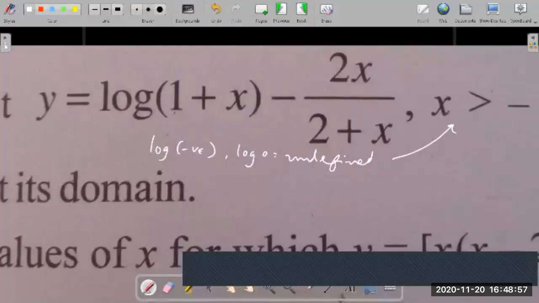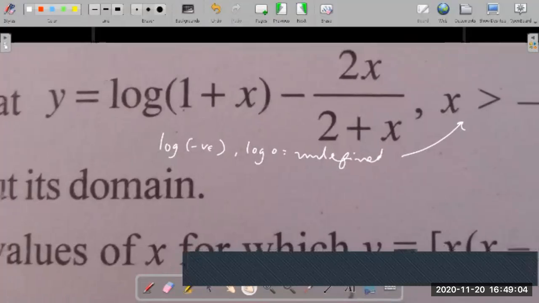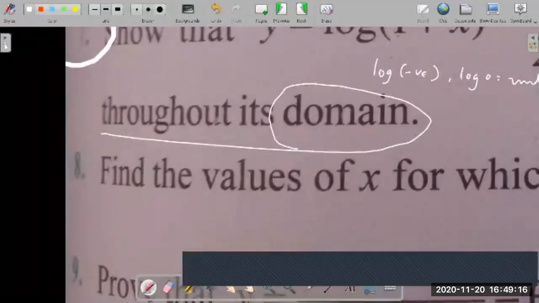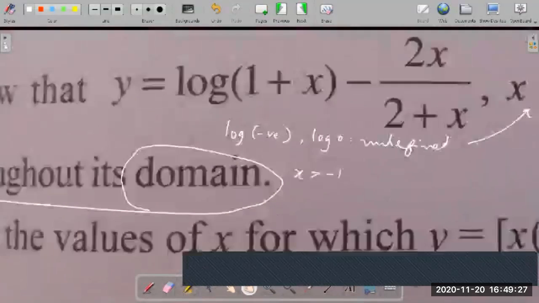Why do we need this, first of all? Okay, next, look at that. He says we need to prove that throughout its domain. What does it mean by throughout its domain? The domain is the values of x, that is nothing but x greater than minus 1. He already said. So we need to give any value greater than minus 1 and try to find out. That's what the question is.